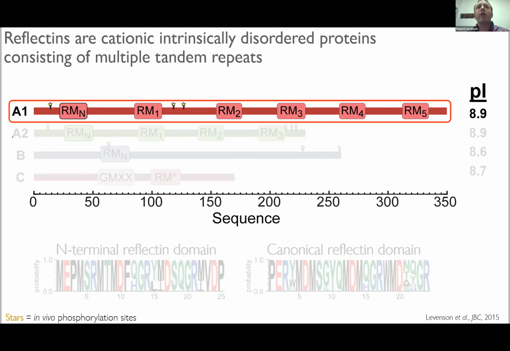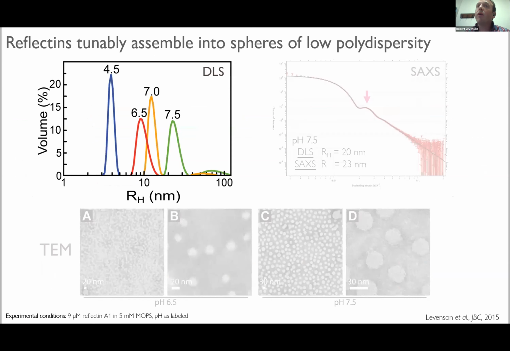And in this work, I'm going to focus on our work with reflectin A1 here on the top. It's been a real workhorse for understanding. So we can express reflectin A1 in bacteria, purify it, and solubilize it in acidic conditions. And then we can drive its assembly as a surrogate for the in vivo phosphorylation process. We can drive its assembly by pH neutralization, so diluting it in buffers of higher pH. And if we do that into incrementally higher pHs labeled here on the figure, we get incrementally larger spheres of tunable size and low polydispersity.